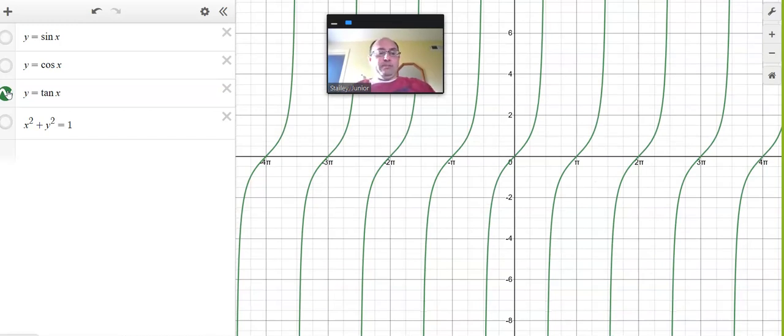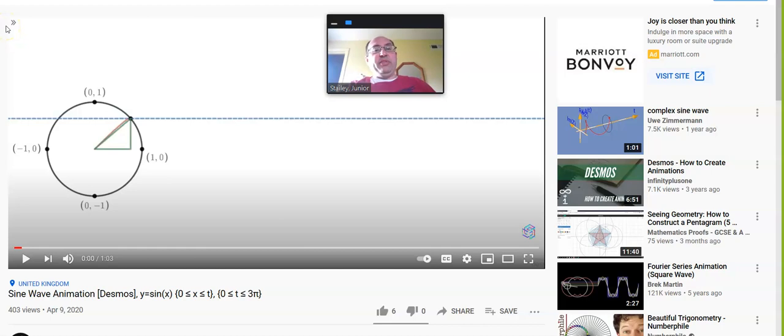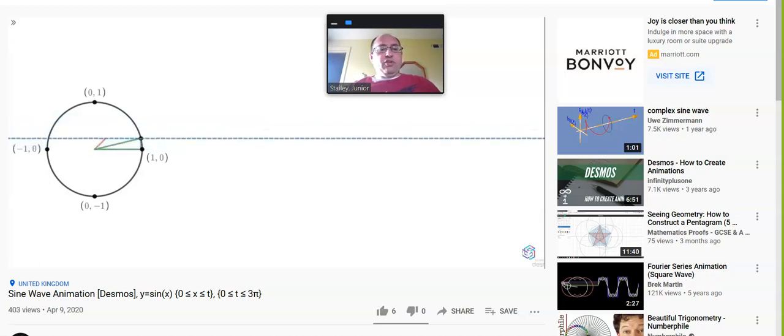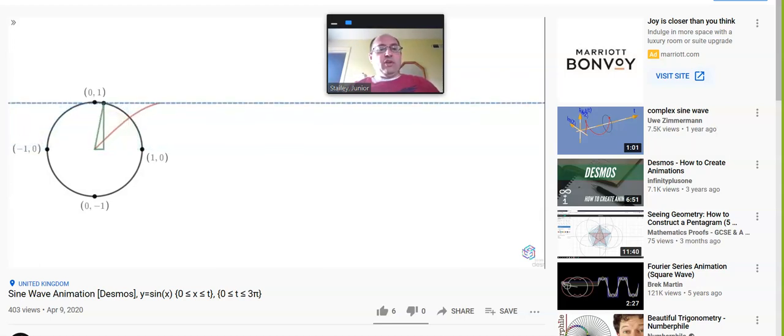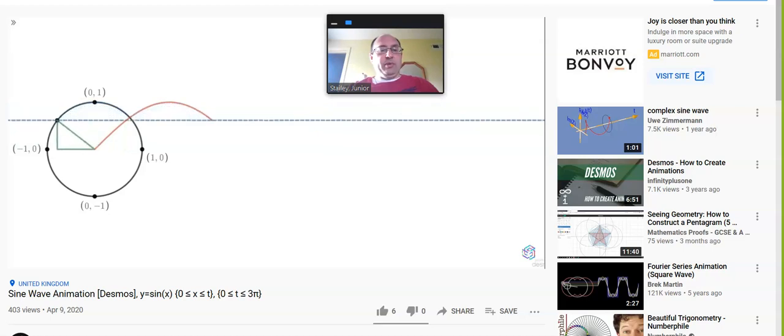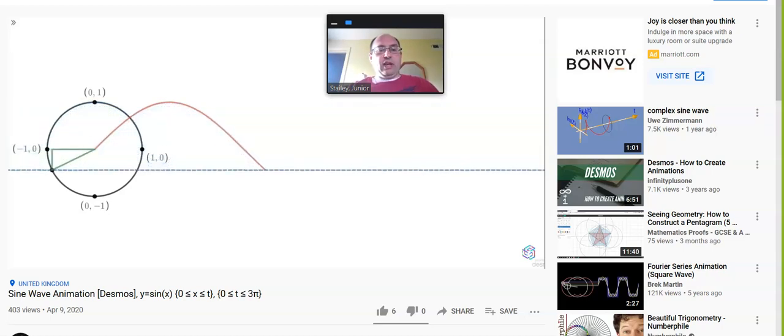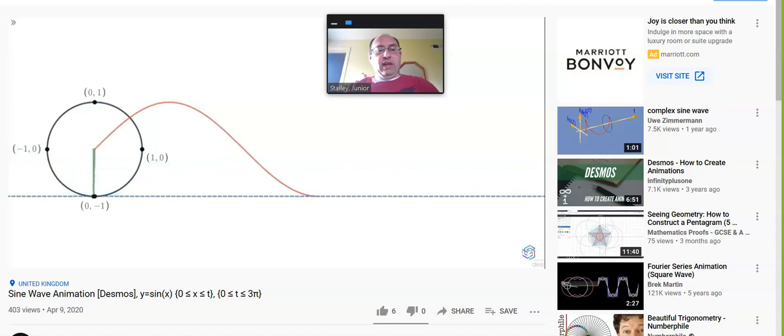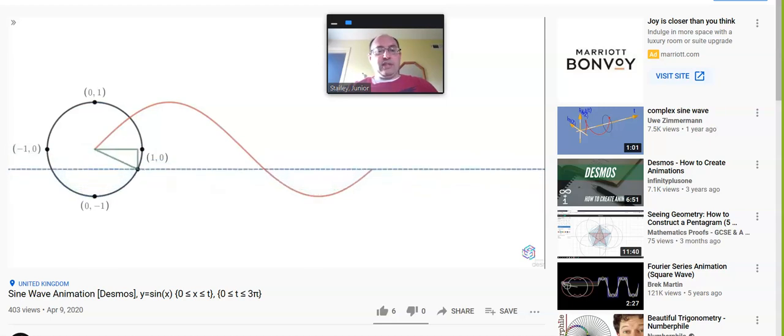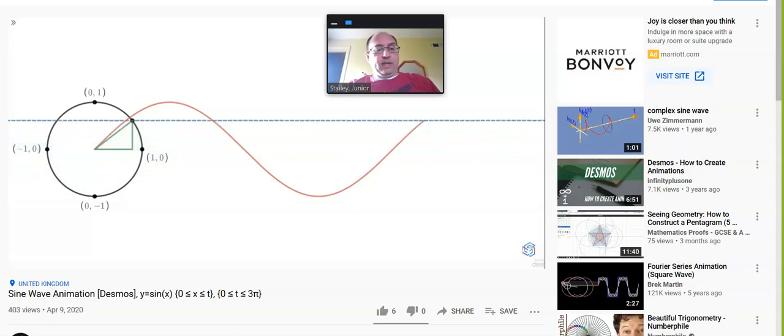Now, let's go to the animation. Here we're going to be tracing out the sine wave while watching the y value. Sine goes with the y value. Cosine goes with the x value. Tangent goes with the slope. It's going to start tracing the y values here in a second. You see that as it's going up, the y values of the triangle are following, and we're creating that red sine wave.